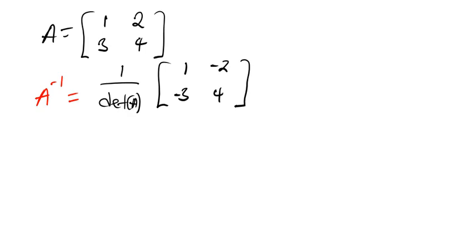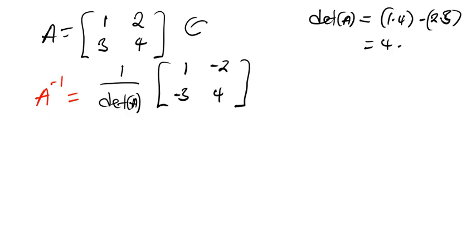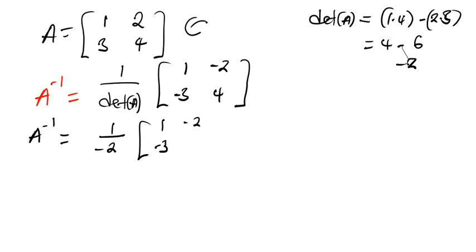Now we need to first find the determinant. So how do we find the determinant of matrix A? The determinant of matrix A is 1 times 4 minus 2 times 3. So it's 4 minus 6. That is giving me negative 2. So A raised to the power negative 1 is equal to 1 divided by negative 2, then 4, negative 3, negative 2, 1.